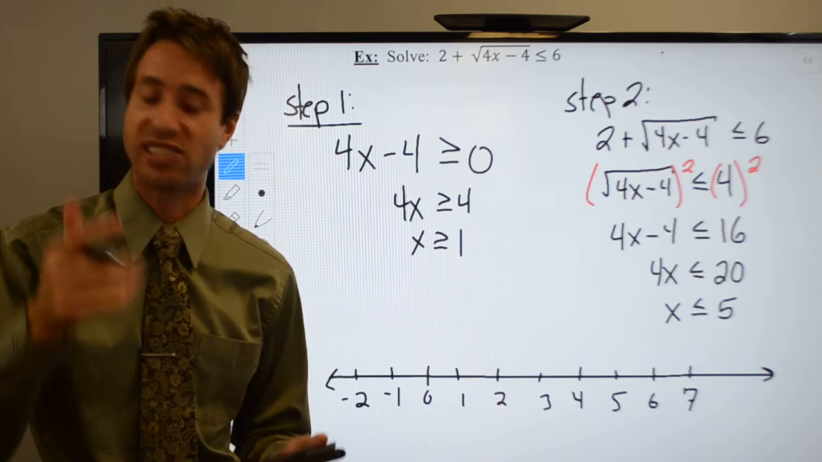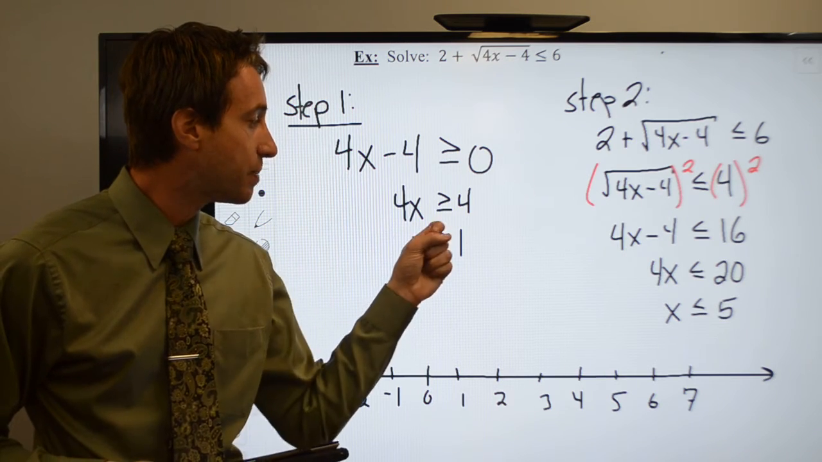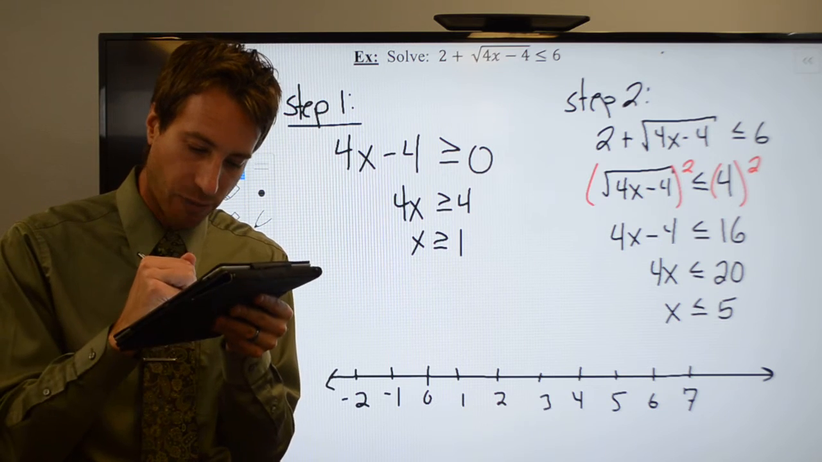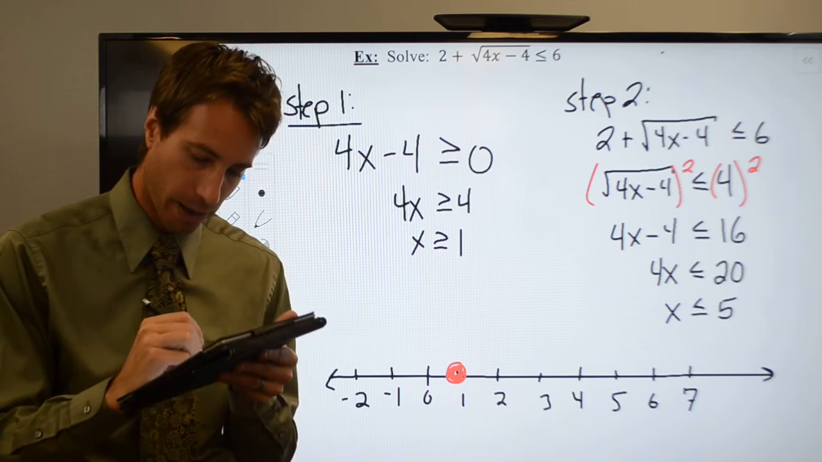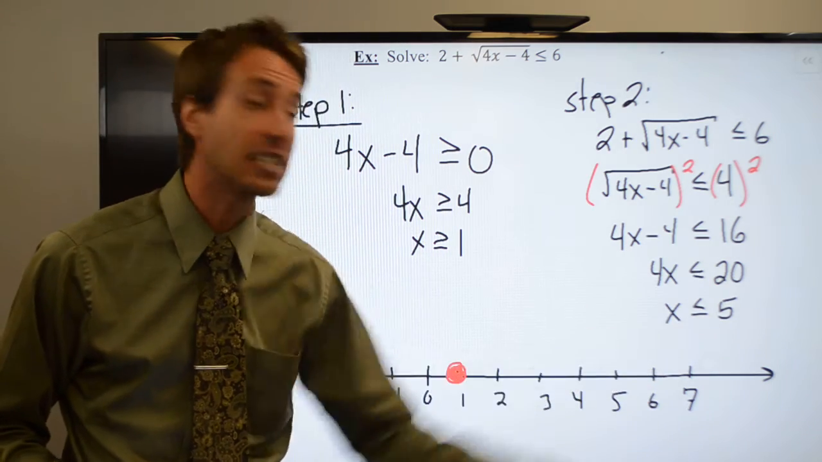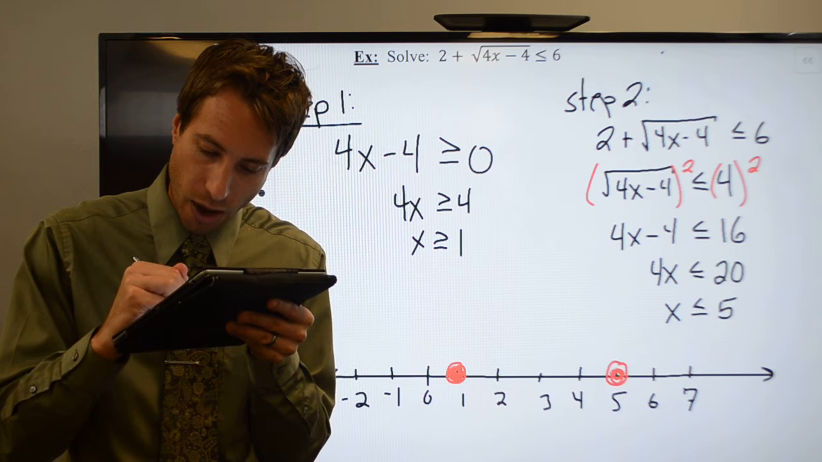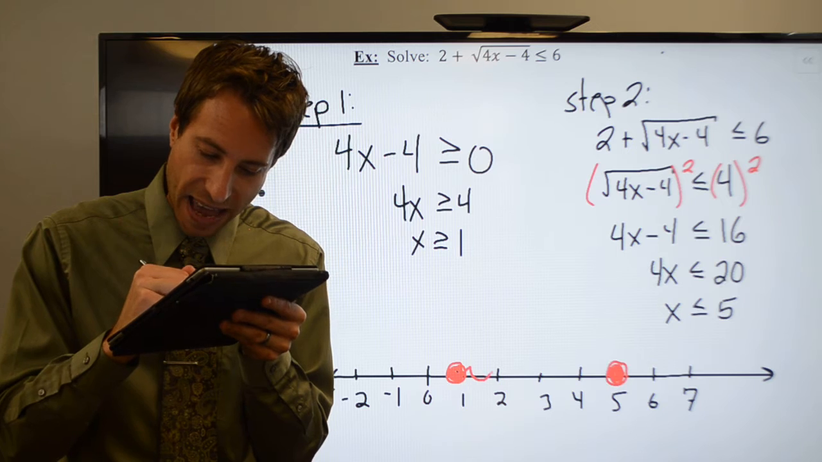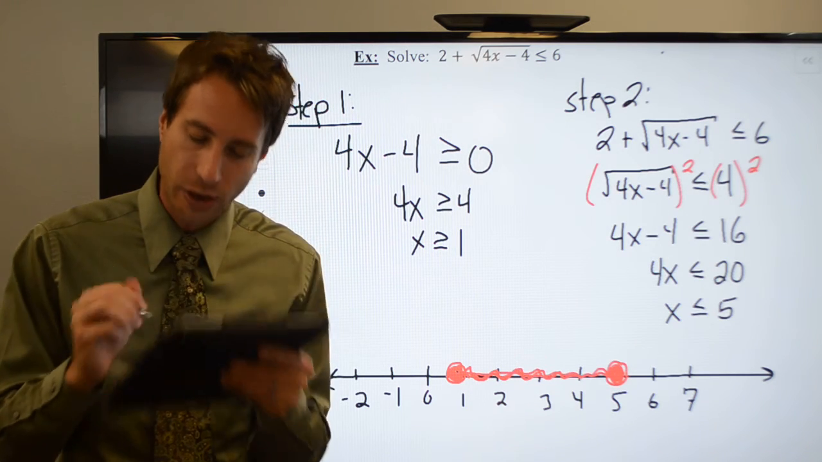Step 1 in this problem tells me that my x's need to be greater than or equal to +1. So that's going to be a closed circle on +1. Step number 2 tells me the values of x need to be less than or equal to 5. That's going to be a closed circle on 5. And I have everything in between those 2 values.